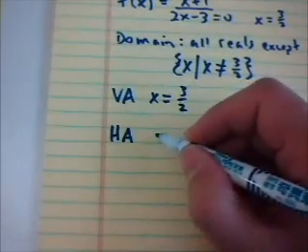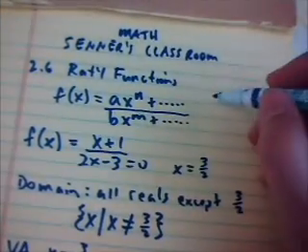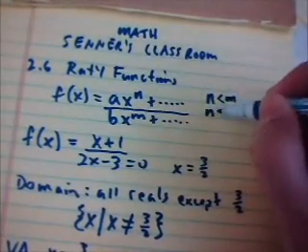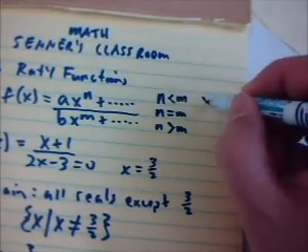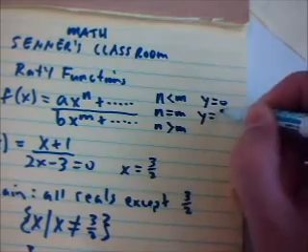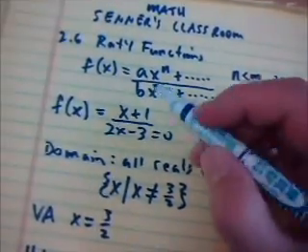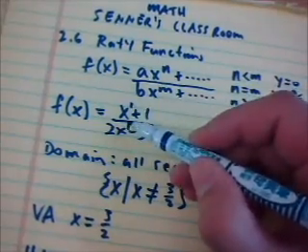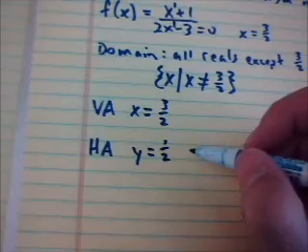The horizontal asymptote comes from comparing the exponents on the polynomials. So if n is less than m, then y equals 0. If it's equal, then you do a fraction, a over b. If it's greater, then none. In our case, they're equal, so we're going to do 1 over 2. A is 1, b is 2 in our example.